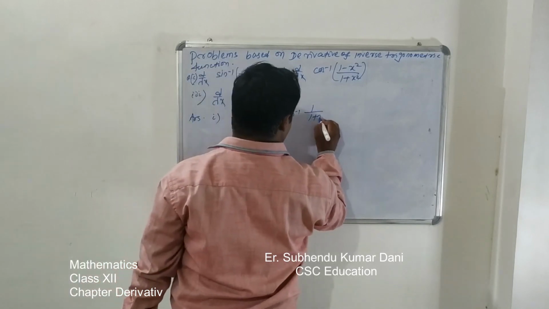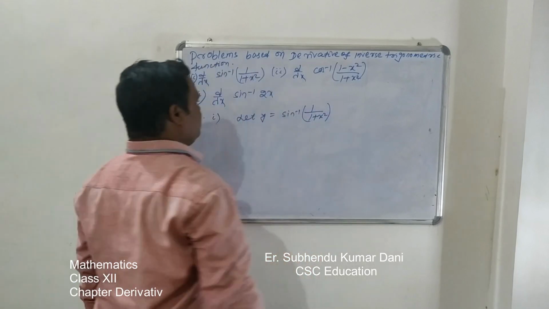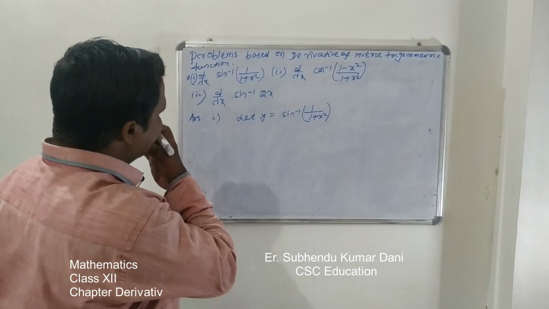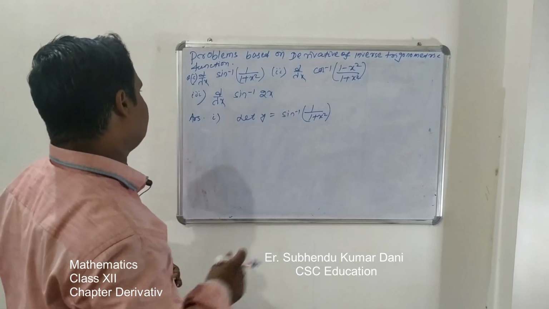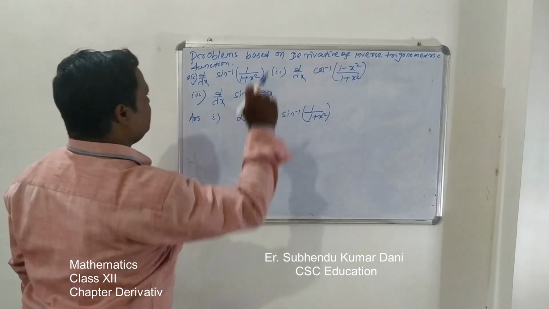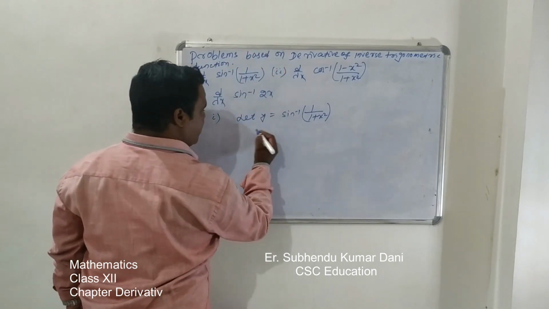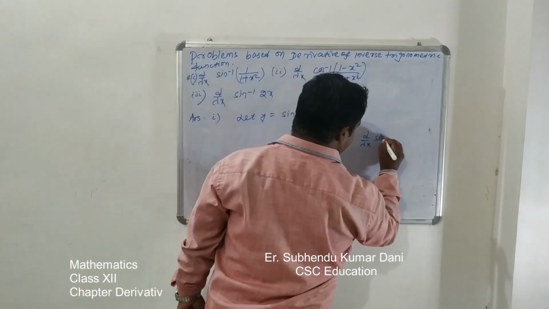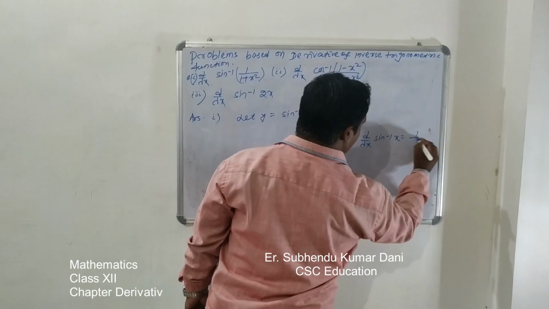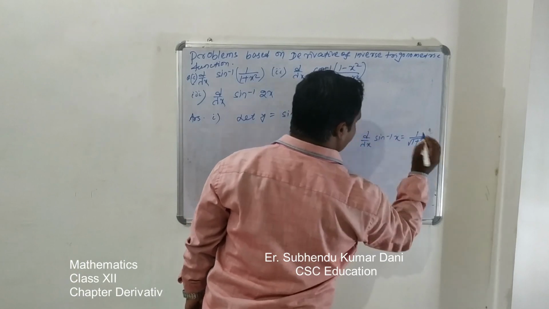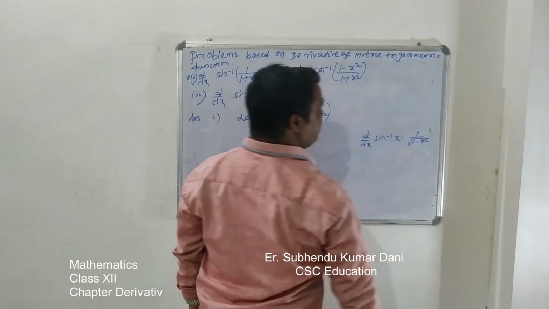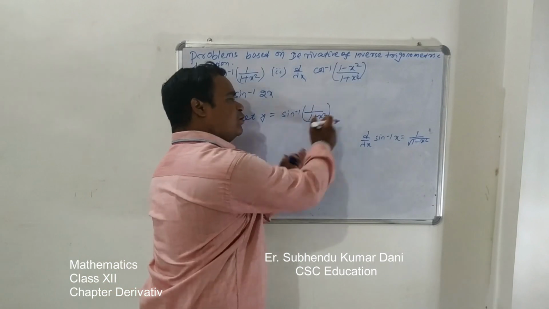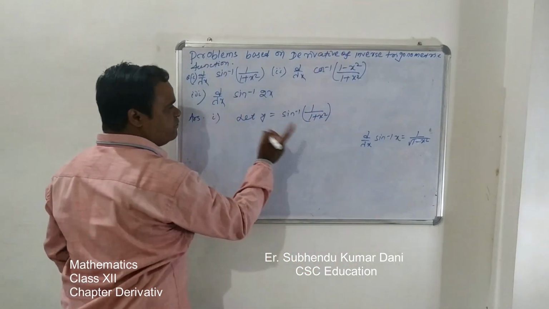1 by 1 plus x squared. So now, first, we know the formula: d by dx of sine inverse of x equals 1 by root over 1 minus x squared. So here, in sine inverse, x is the total argument. Now, solve this problem.